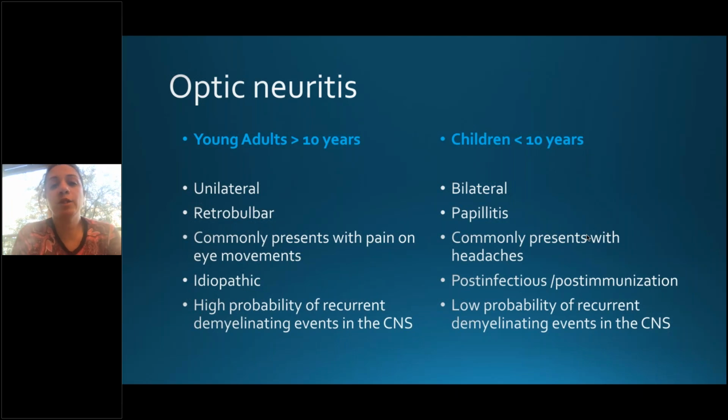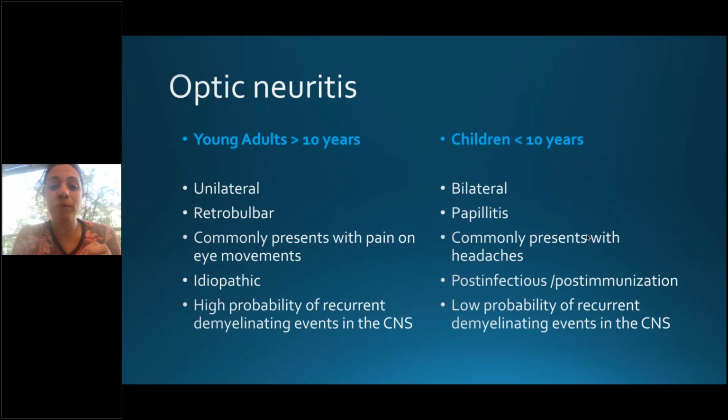So I want to differentiate between optic neuritis presenting in younger children and older children. This young woman that we saw was 15. She was older than 10. And in older children, it's normally presenting unilaterally, so one side. When we did her imaging, she had affection of the retrobulbar part of the optic nerve. So it's normally a retrobulbar affection and commonly presents with pain on eye movements. And it's commonly idiopathic, like an isolated presentation, and they normally recover.